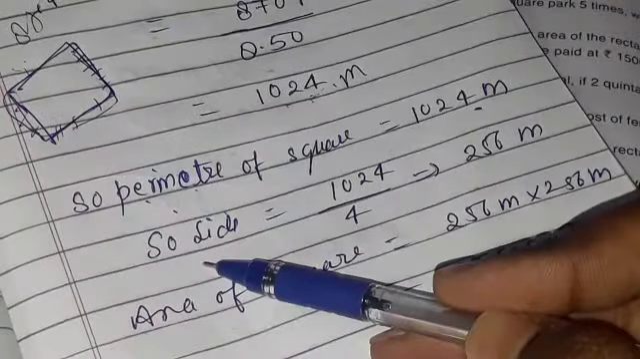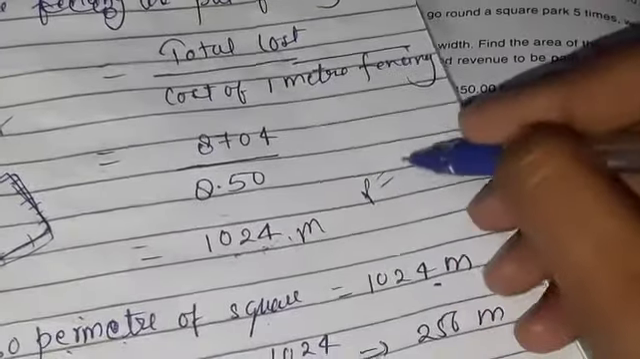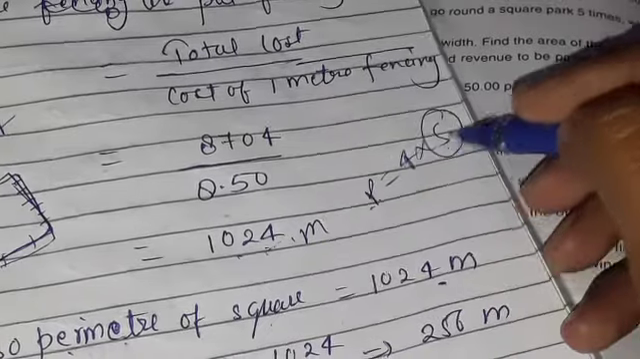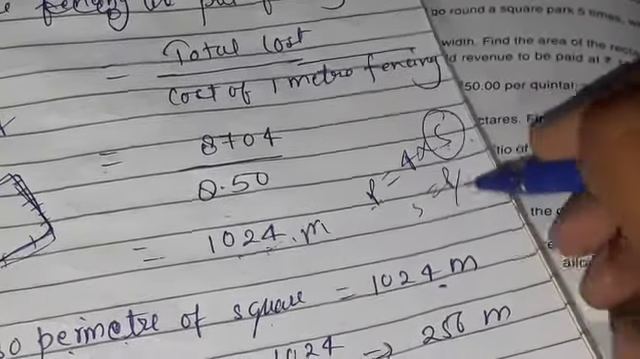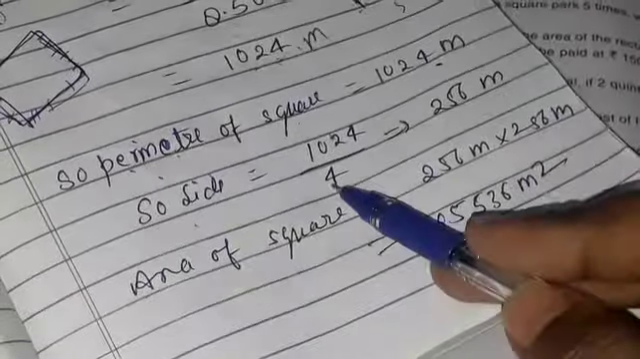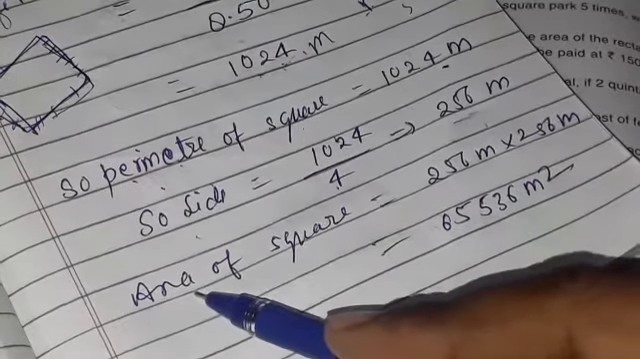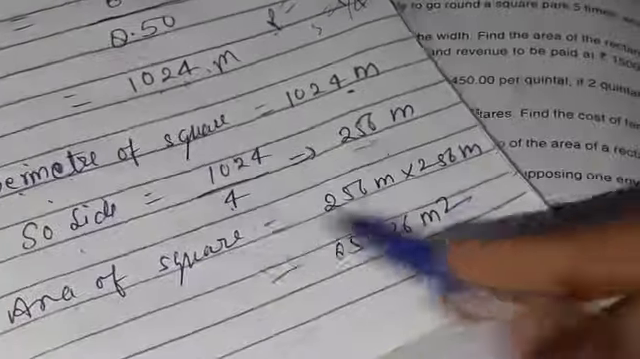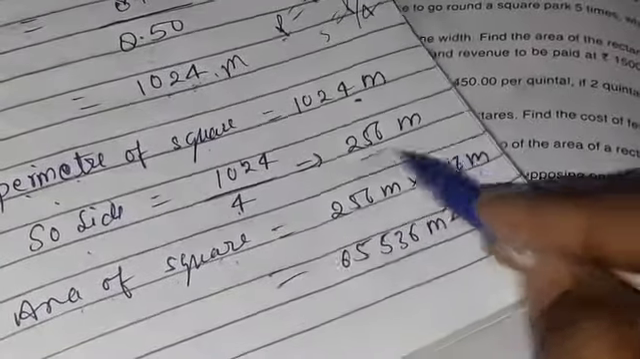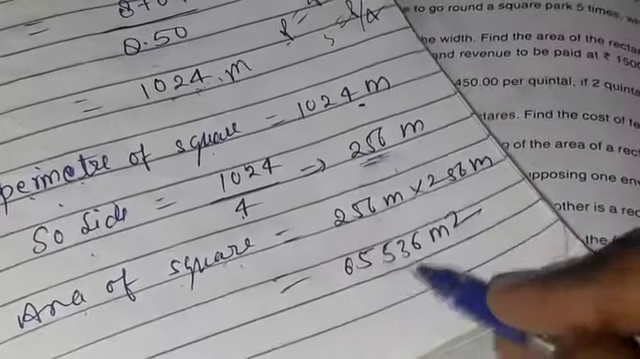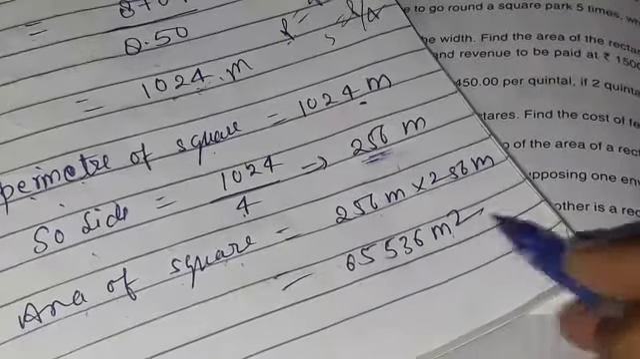So we all know the formula, perimeter equal to 4 into side. So if you have a perimeter, then you can calculate side. Side equal to P upon 4. So perimeter upon 4, that is equal to 256 meter. So now we calculate the area of a square, and area of a square means side into side. So the one side is 256, so the area is 65536 meter square.